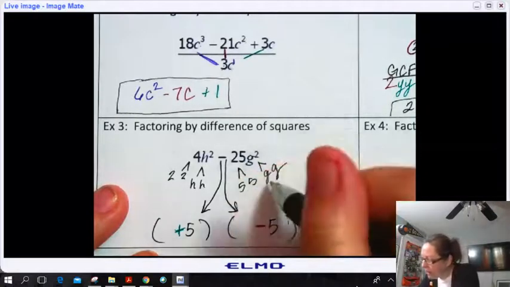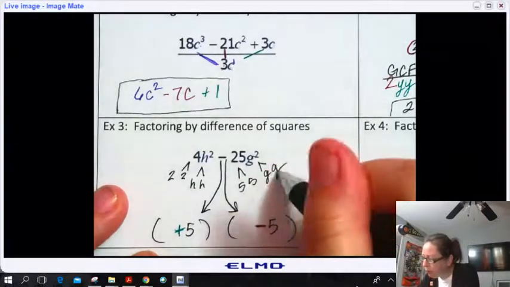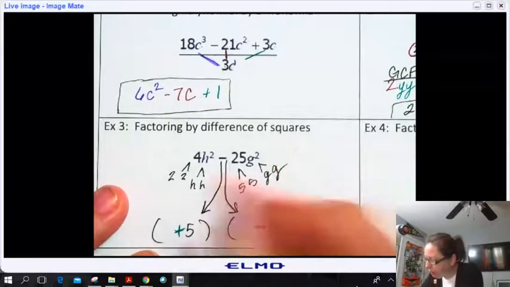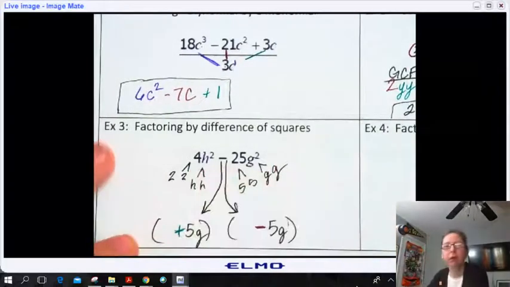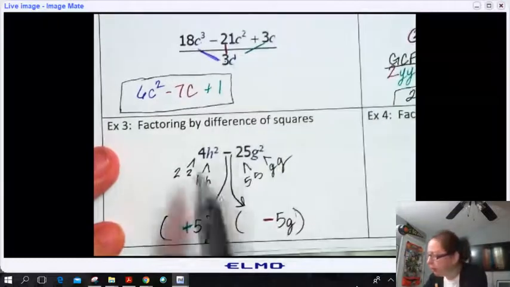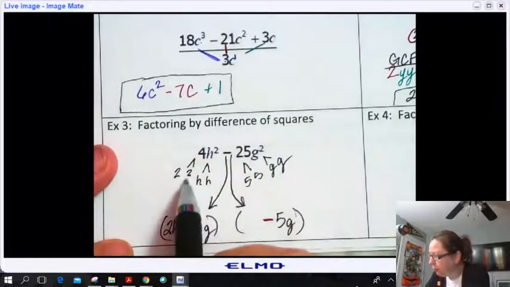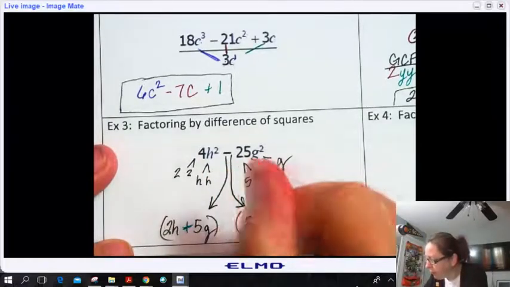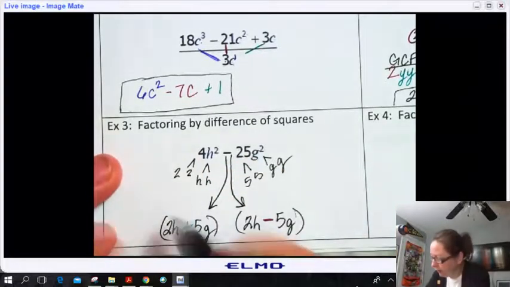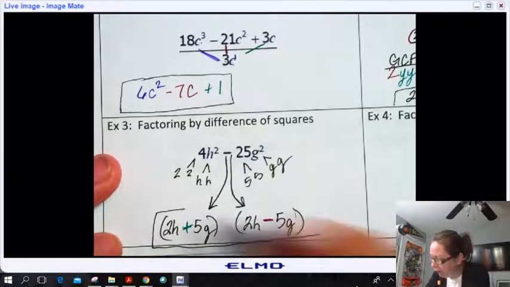Okay, now I'm just going to go ahead and put the g's behind the 5s, break them up evenly. Same thing in the front. I've got a 2 and an h, so I'm going to break it up and put it in the front. And a 2 and an h, break it up, put it in the front. And that is your final answer.